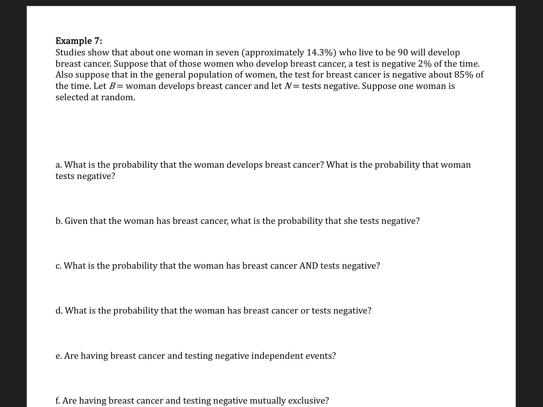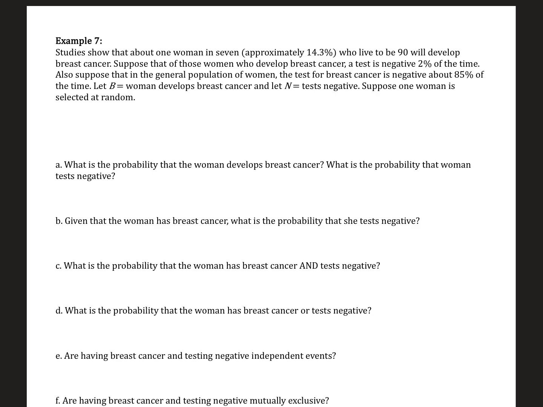Studies show that about 1 woman in 7 who live to be 90 will develop breast cancer. Suppose that of those women, a test is negative 2% of the time. Also suppose in the general population, the test is negative about 85% of the time. So the first statement is the test is negative given they have breast cancer. That equals 0.02. The other is the test is negative. Probability of N is 0.85. So make sure you understand the difference between those two. So B is that a woman develops breast cancer. N is that the test is negative.